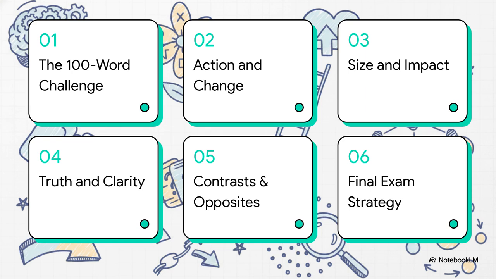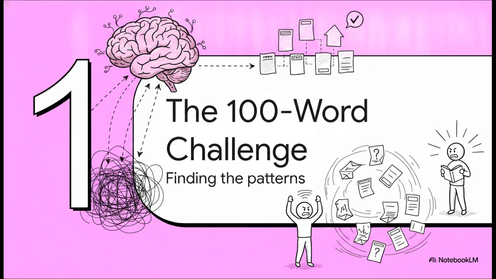We'll tackle the 100-word challenge, then move into words of action and change, measuring size and impact, and navigating truth and clarity. After that, we'll explore essential contrasts and opposites and wrap the whole shebang up with a final exam strategy. Section 1, the 100-word vocabulary challenge.